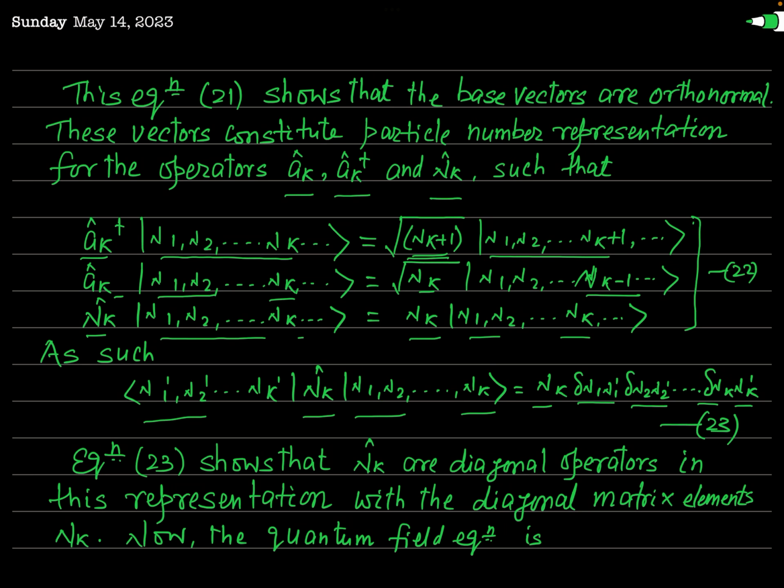Okay, actually this equation 23 which we have written here shows that nk hat are diagonal operators in this representation, that is, in this number representation, these operators are diagonal operators, with the diagonal matrix element nk. Okay.